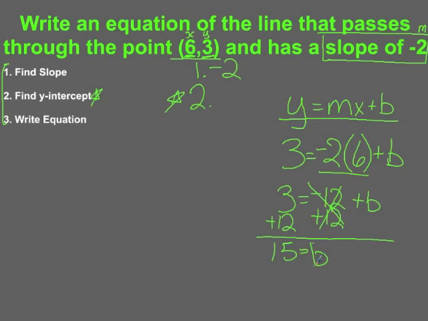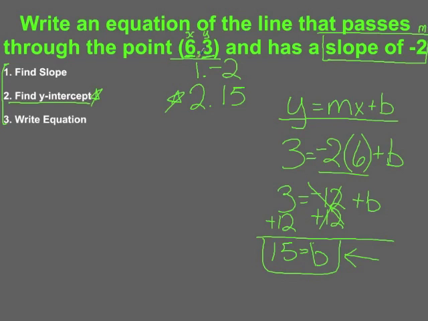And b is our y-intercept. So find the y-intercept. My y-intercept is right here. Plugged it into the equation. We used our point, we used our slope, and we found out that our y-intercept was 15.